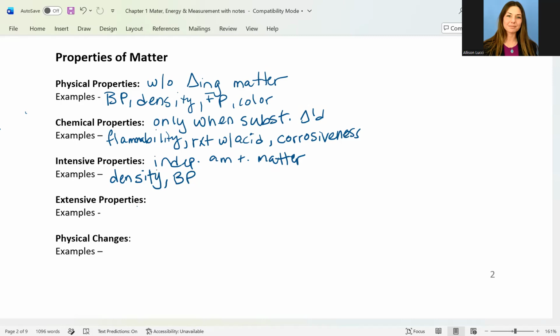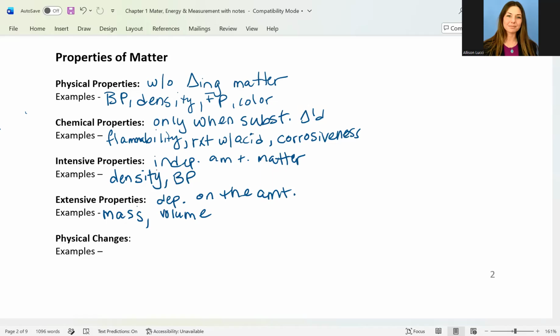Let's see, we have extensive properties. So this depends on the amount of matter. So we'll just say on the amount. And an example of this could be mass, right? How much something weighs on a balance, its mass is dependent on how much matter is there. Volume, also how much space something takes up.